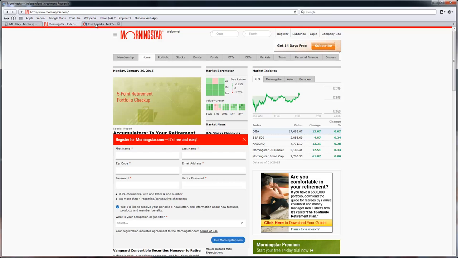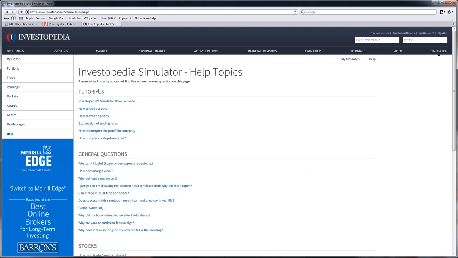These are not related to Investopedia. These are separate websites, but they are really great resources as far as getting more information on what stocks to buy, what stocks to sell, and any other information that might help you in this game, as well as in real life if you are managing your own portfolio of accounts.